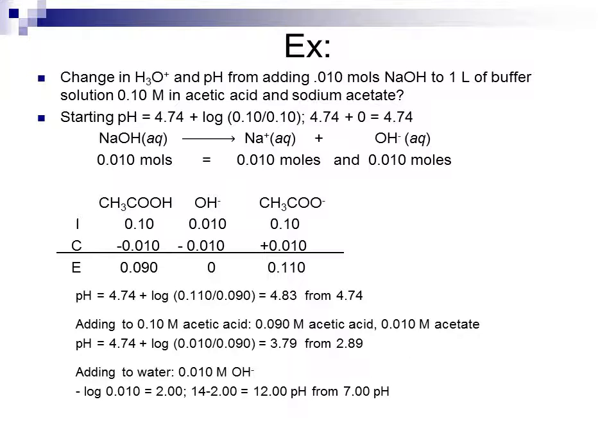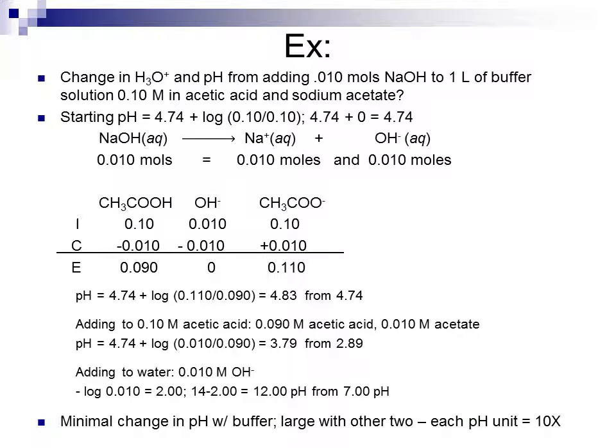Adding it to water is even worse. The negative log of 0.01 is 2, so the pH from the pOH of 2 is 12. We get a jump from the pH of 7 to pH of 12. Minimal change in pH, then, we can see occurs with a buffer, but it's much larger with the other two. And keep in mind that every jump in a pH unit is a 10-fold jump in concentration.